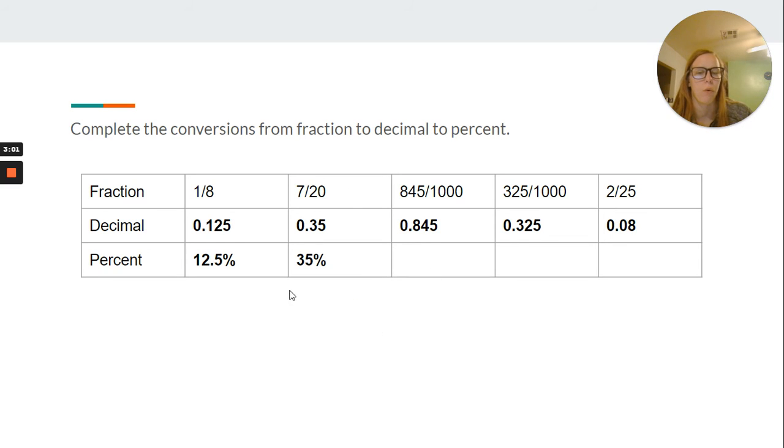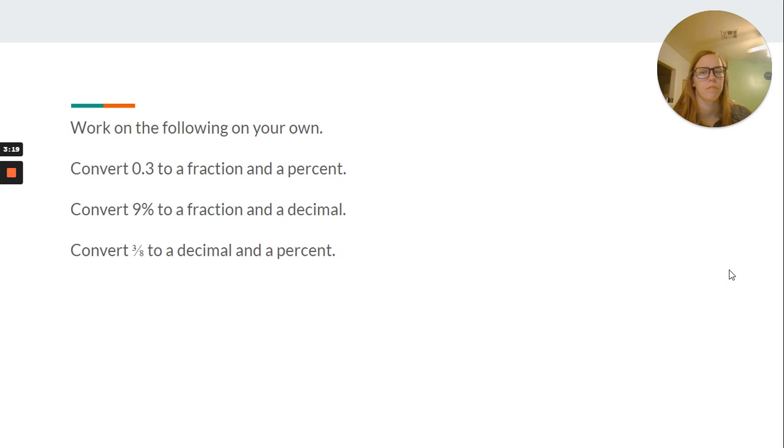The next one, we end up with a whole percent of 35, 84.5, 32.5, and just 8. So again, whatever's in that hundredths place, that's as far as you'd go before the decimal point. And since there's nothing in the tenths place, we just have 8 over here.